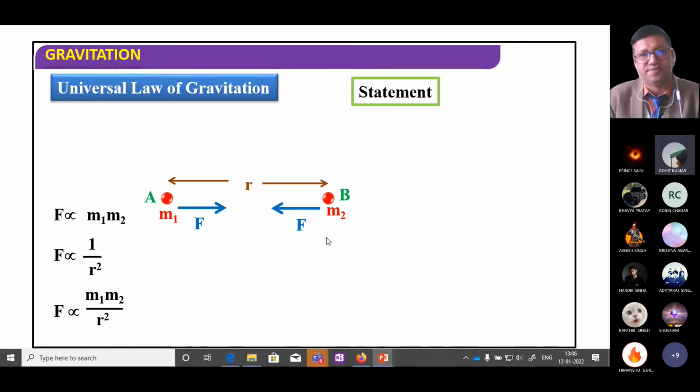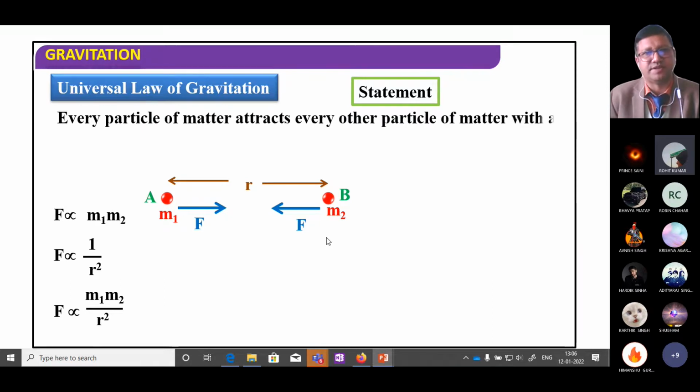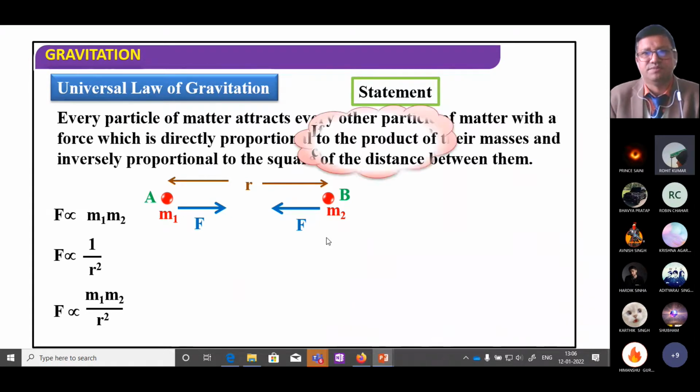And when we go through the statement, the statement is also to be explained from here. That is, every object in the universe attracts every other object with a force which is directly proportional to the product of the masses and inversely proportional to the square of the distance between them.